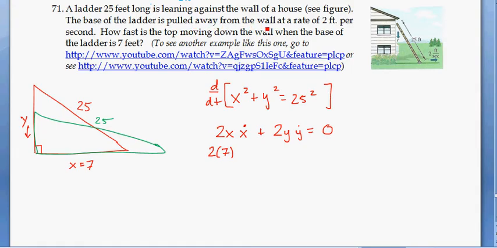X dot I know because they're telling us that the ladder is being pulled away from the wall, right, at a rate of 2 feet per second. So that's telling me that x is getting bigger. X dot is going to be a positive 2.